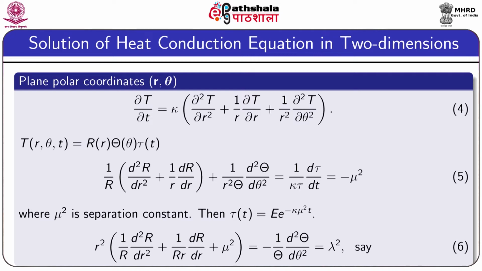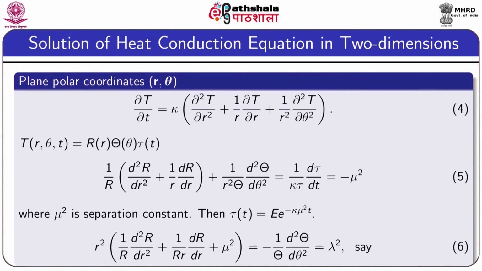In this process, our aim is to first separate the variable small t. So the expression which is a function of t is written on the right hand side, and we assume the separation constant as a negative number, minus mu square. The solution for tau can be obtained easily as tau(t) equals e to the power minus kappa mu square into t.